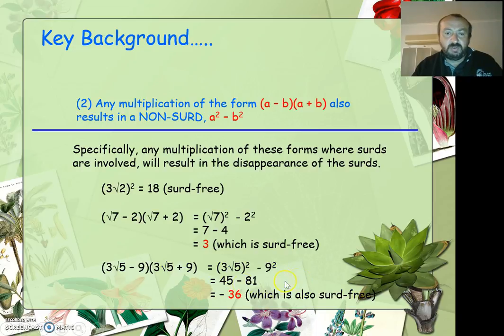And this is another one that they've done. Once again, you see the conjugate pairs there. That's 3 root 5 take 9. This is 3 root 5 plus 9. And when we expand that bracket, we just end up with this situation. You end up with minus 36, which is surd free. So whenever you multiply two surds together that are conjugate pairs, you end up with a surd free answer. That's the point they're trying to make.